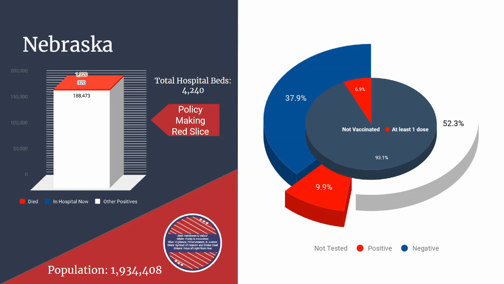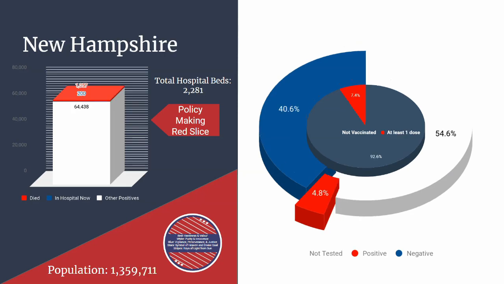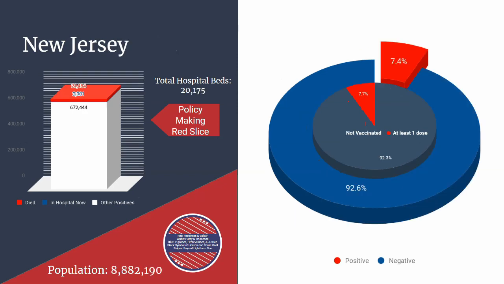Nebraska vaccinated 6.9% of their population. Their negative tests were 37.9% compared to 9.9% positive tests. 1,900 people died, 320 are hospitalized right now, and 4,200 hospital beds are available. New Hampshire had vaccinated 7.4% of their population. Their negative tests are sitting at 40.6%, positive tests 4.8%. Over 1,000 people have died, 200 are hospitalized, and there are about 2,200 and some beds.